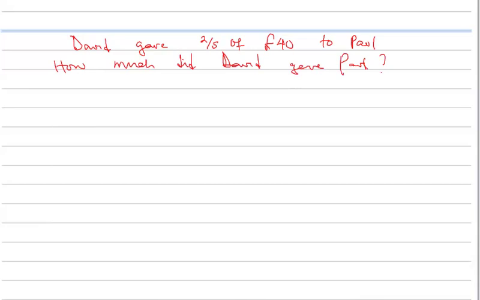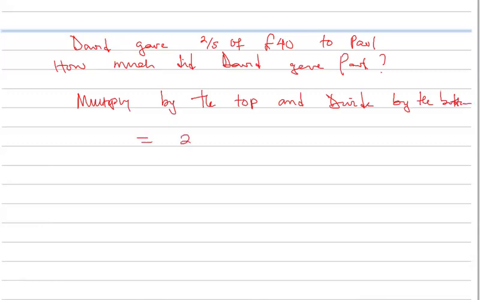Now, when you want to work this out, you multiply by the top and divide by the bottom. That gives you 2/5 of 40. So two on top, 2 times 40, then you divide by 5. 2 times 40 gives you 80, then 80 divided by 5 gives you 16. So how much did he give Paul? He's going to give £16.